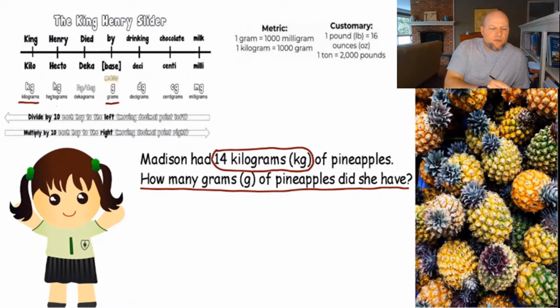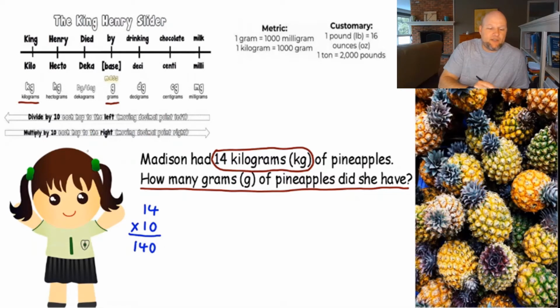So it says here, divide by 10 each hop to the left. Well, we're not moving from grams to kilograms, we're moving from kilograms to grams. So we're going to multiply by 10 each hop to the right. So we have 1, 2, 3 hops to the right to get to grams. So let's do that. We have 14 times 10.